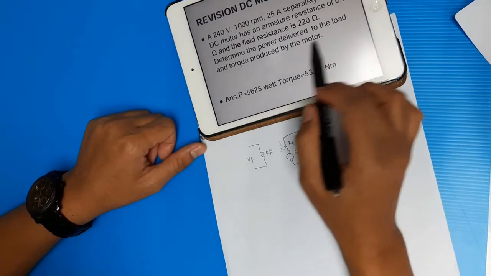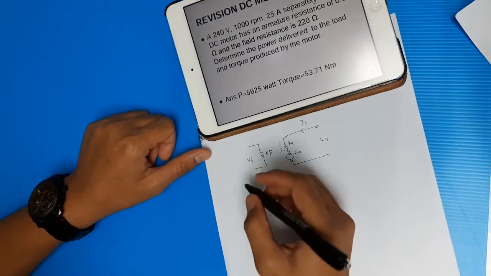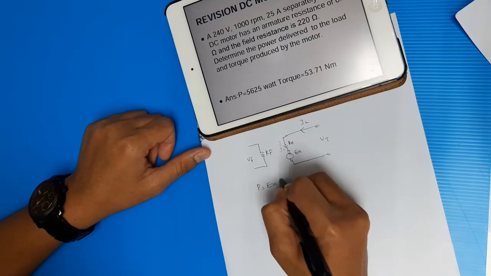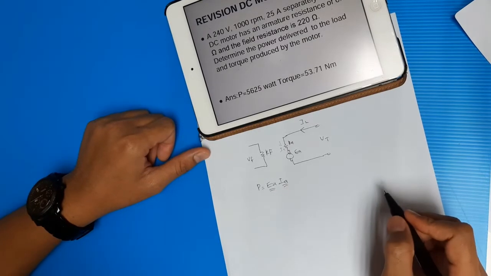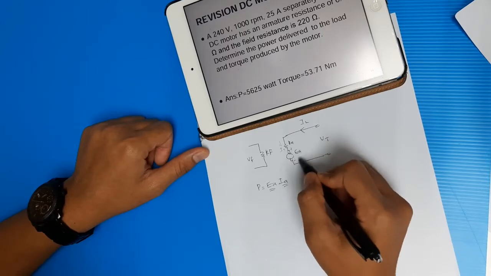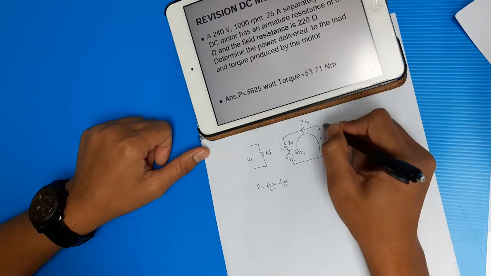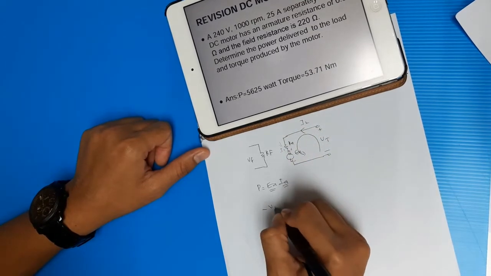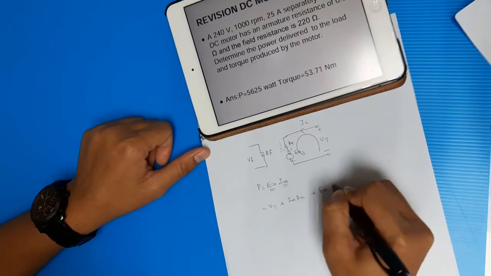The first question is to determine the power delivered to the load. Remember the formula for power: P equals EA times IA, where EA is armature voltage and IA is armature current. The parameter we are going to determine first is EA. Based on KVL, negative VT plus IA RA plus EA equals 0.